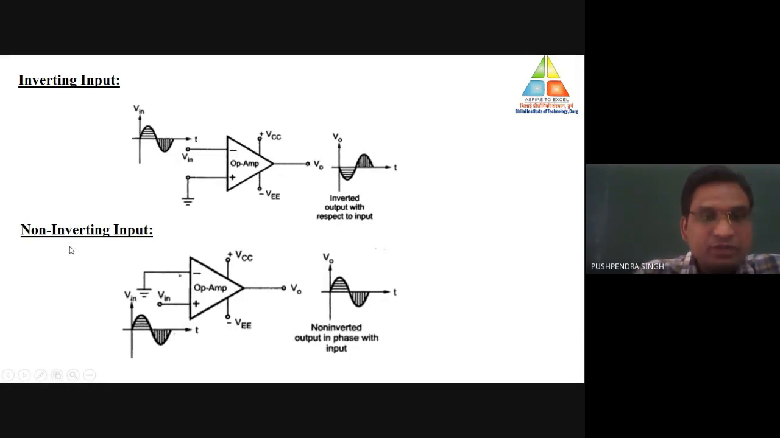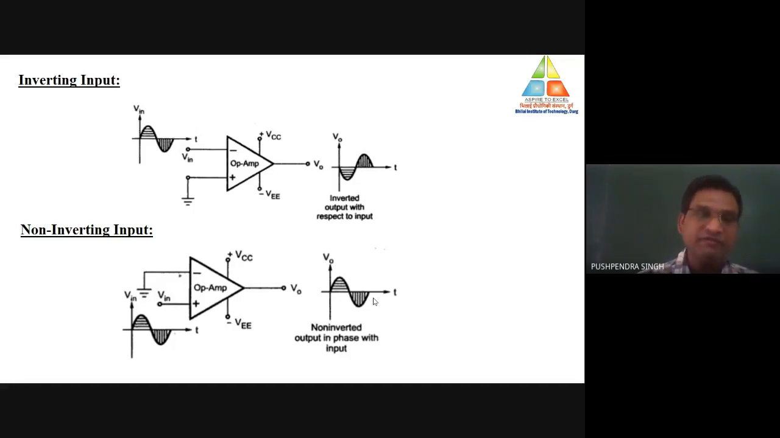But in case of non-inverting input, the negative terminal of the op-amp is grounded, and with the help of the positive terminal, or the non-inverting input, you need to apply the input sinusoidal waveform. So whenever you apply the input signal at the non-inverting terminal of the op-amp, you get the same output at the output terminal, only with some amplification. So with some amplification, we get the output signal at the output terminal of the operational amplifier.